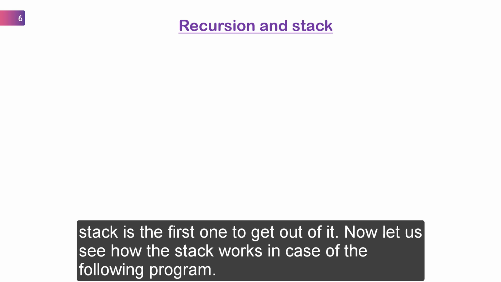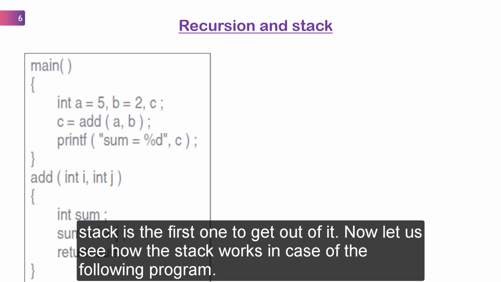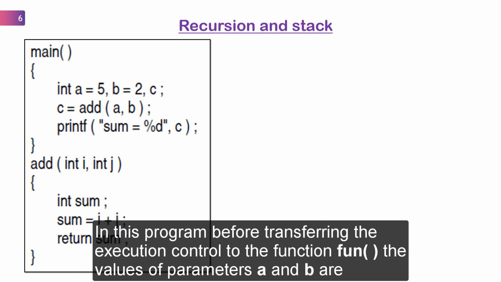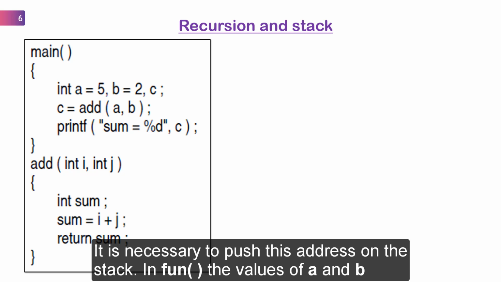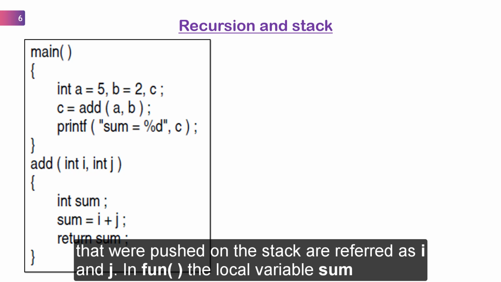Now let us see how the stack works in case of the following program. In this program, before transferring the execution control to the function fun, the values of parameters a and b are pushed onto the stack. Following this, the address of the statement printf is pushed onto the stack and the control is transferred to fun. It is necessary to push this address on the stack. In fun, the values of a and b that were pushed on the stack are referred to as i and j.